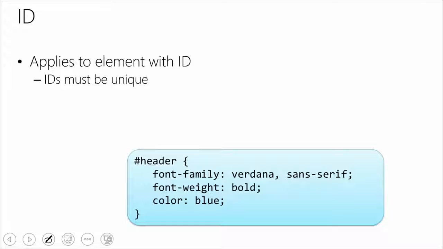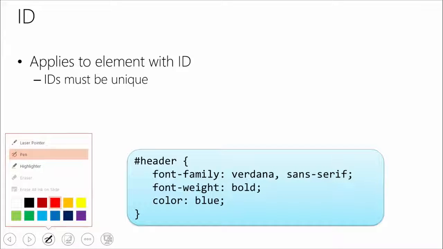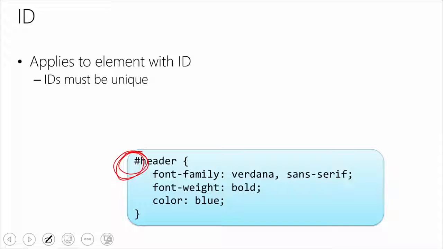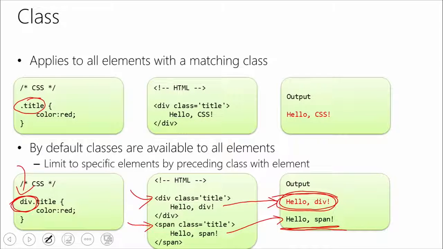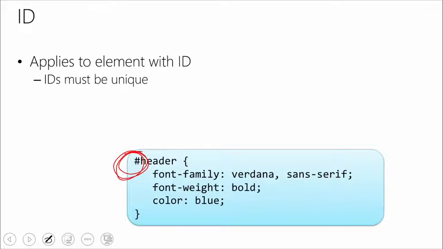In any event, the last little thing to mention here is just the syntax. You'll notice pound for an ID. So dot for a class, pound for an ID. Or hash, I guess, for an ID.